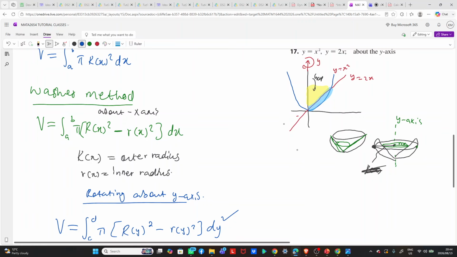Okay. So now, for this problem, what are we going to have? Which one is going to form the outer radius? It's going to be this one. So we need to use the formula V equals the integral from c to d of pi times R of y squared minus small r of y squared dy, like that. So this blue line, the line y equals x squared, is going to form our... is going to form what?